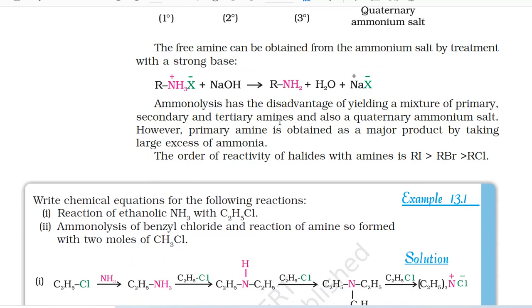Ammonolysis has the disadvantage of yielding a mixture of primary, secondary and tertiary amines and also quaternary ammonium salt. However, primary amine is obtained as a major product by taking large excess of ammonia. The order of reactivity of halides with amines is RI greater than RBr greater than RCl.